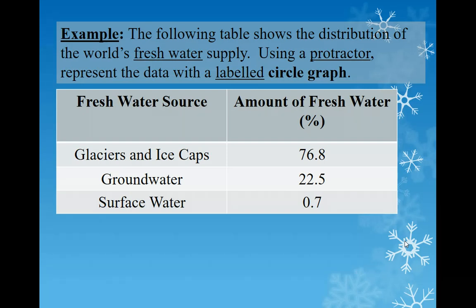What I have is your 3 freshwater sources: glaciers and ice caps, groundwater, and surface water. Of the total percent of fresh water, glaciers and ice caps make up 76.8% of that. Groundwater makes up 22.5% of that. And then surface water only makes up 0.7% of this.